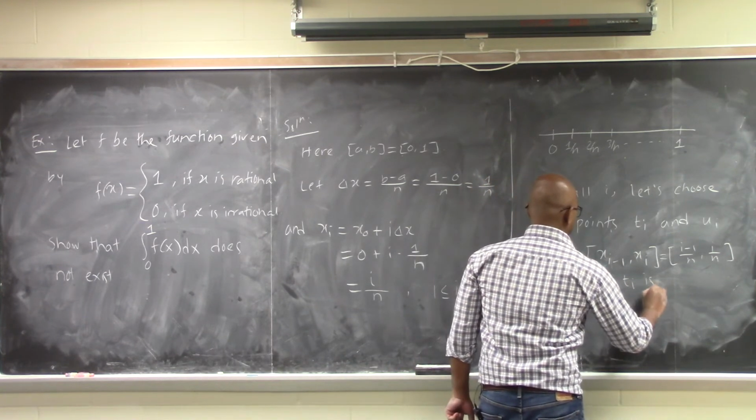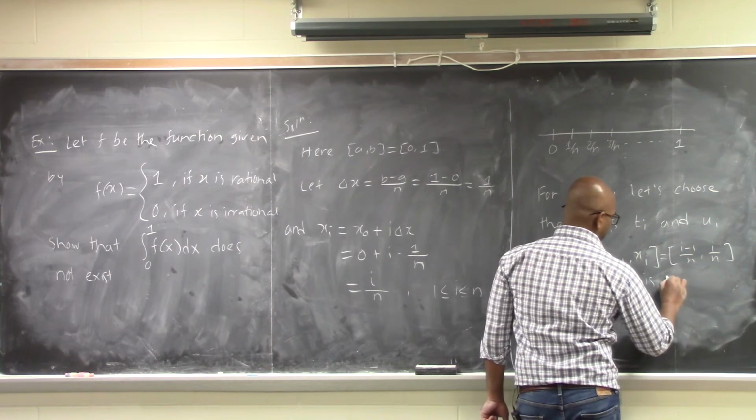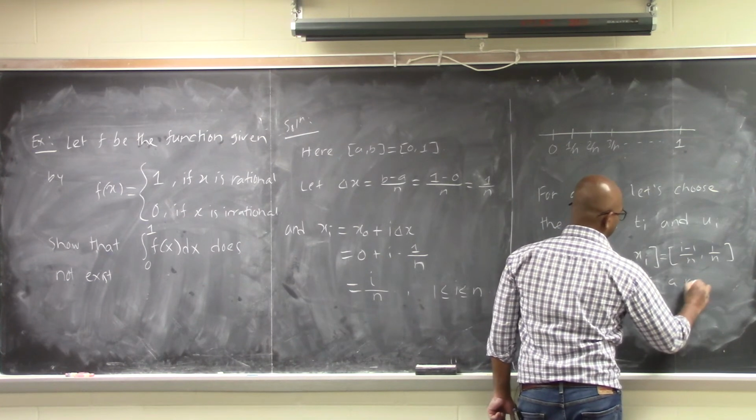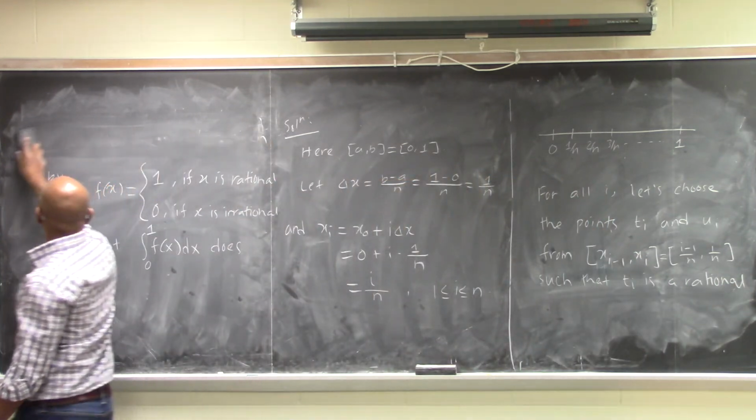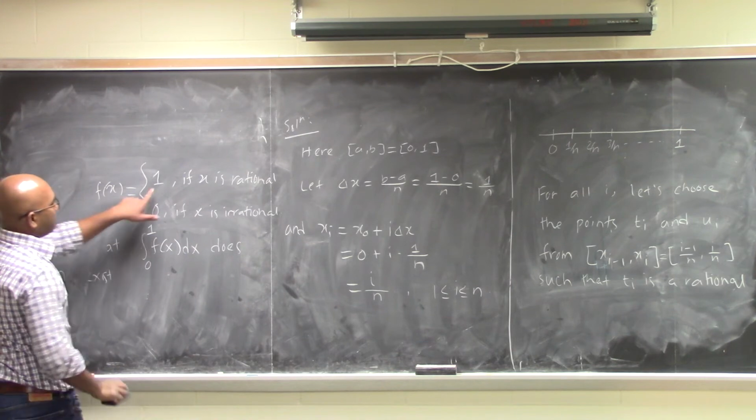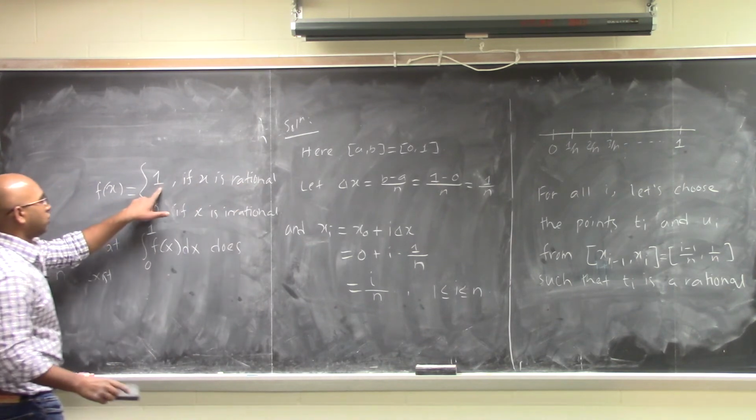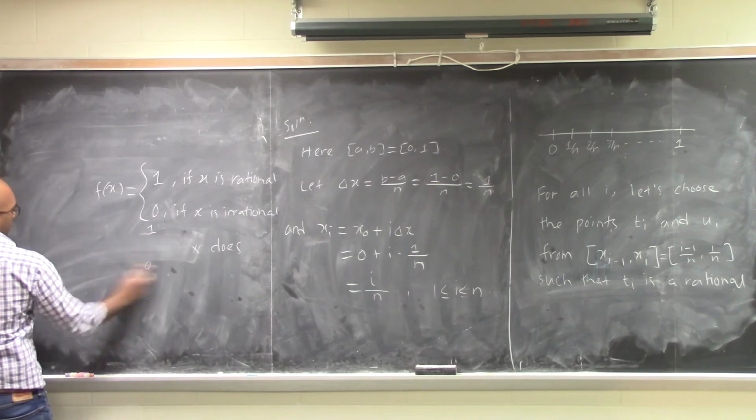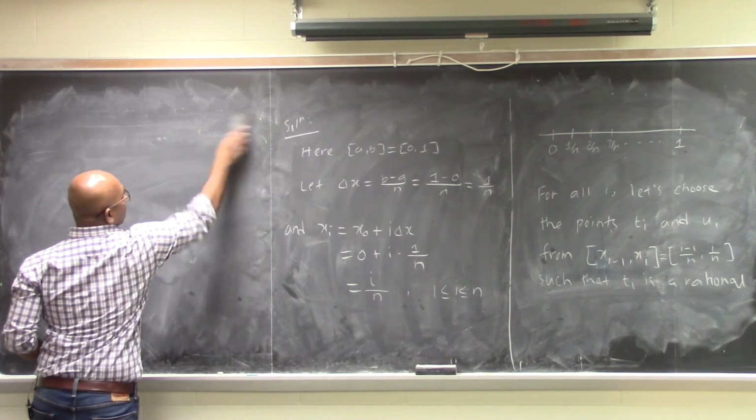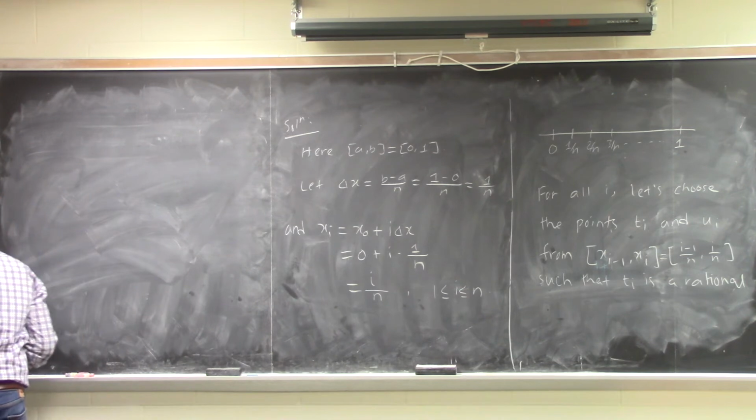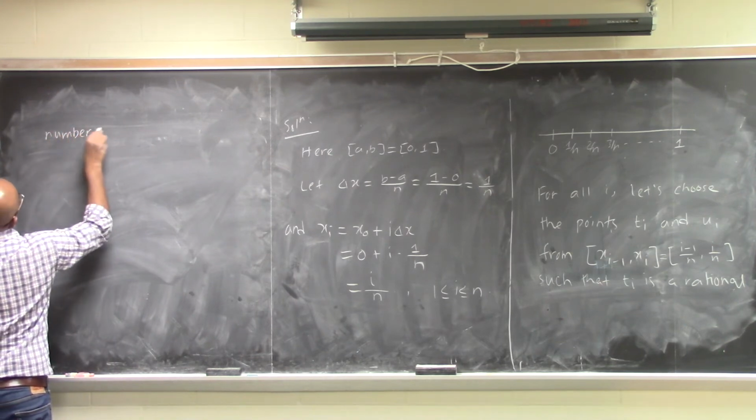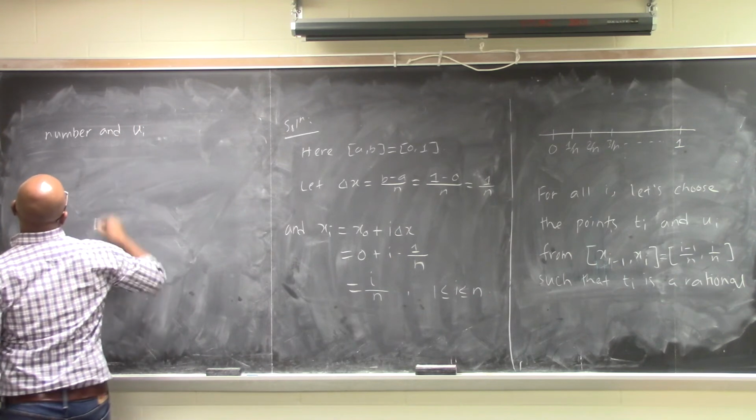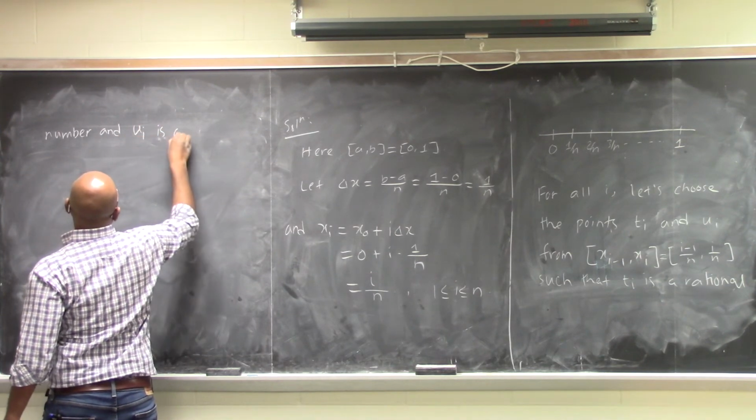t_i is a rational number, and u_i is an irrational number. We need to remember this fact: output at every rational number is 1, output at every irrational number is 0.